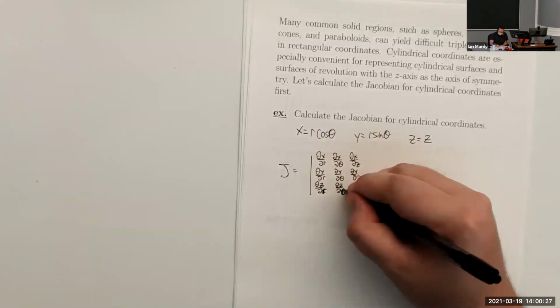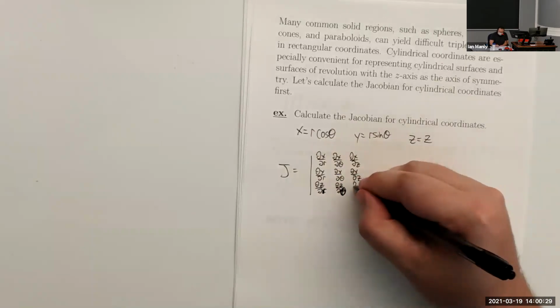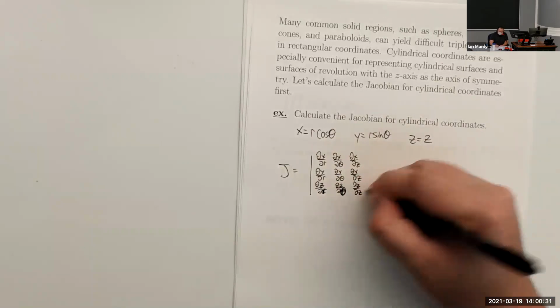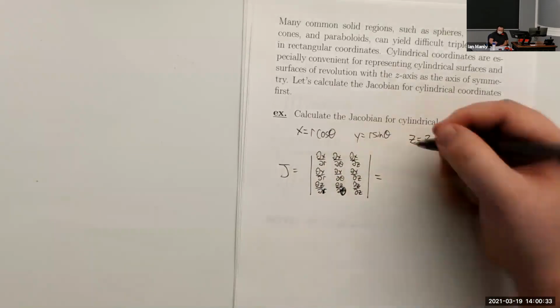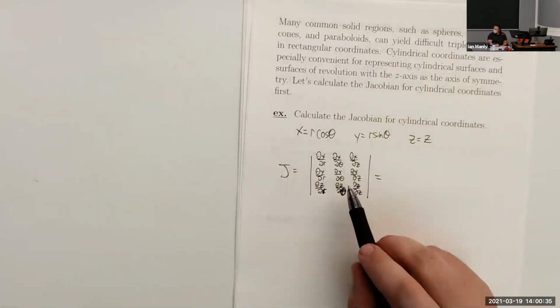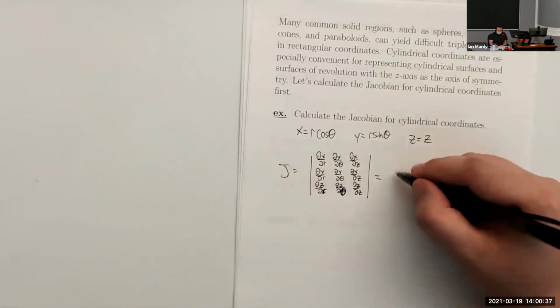Gosh, keep doing the rectangular coordinates. This should be a theta. Then we have partial z, which is a little bit silly. All right, so let's go ahead and do these derivatives.